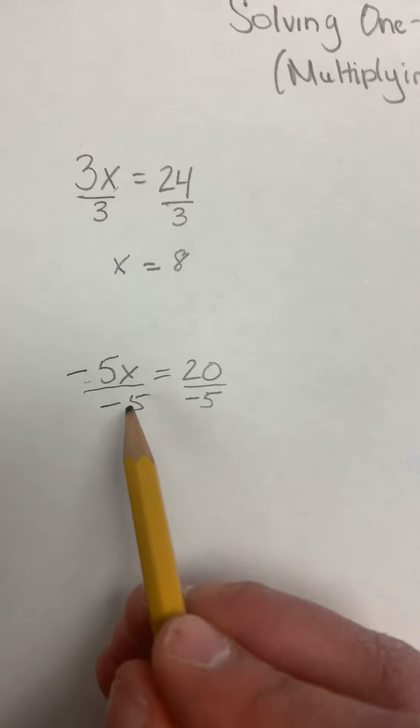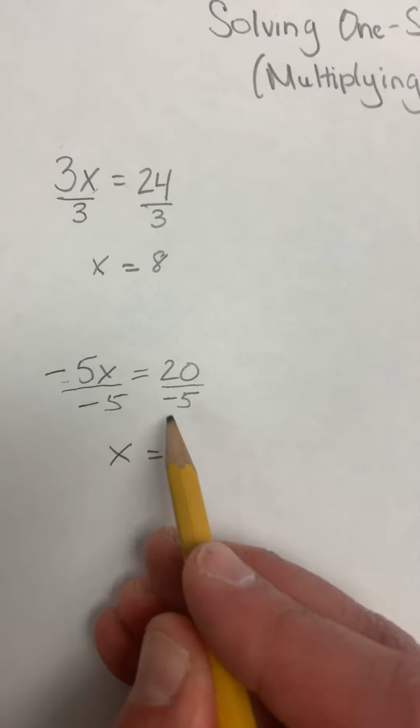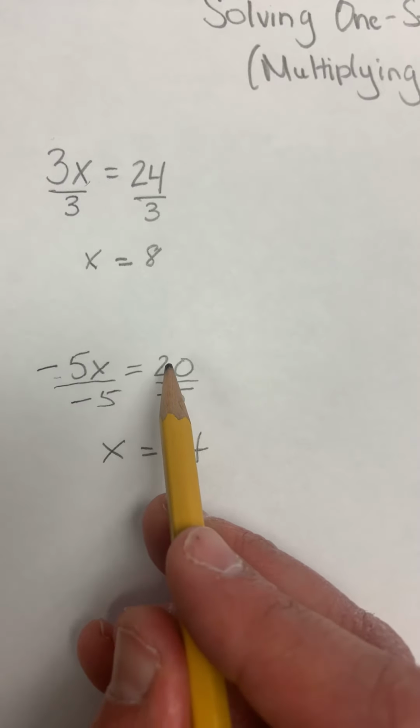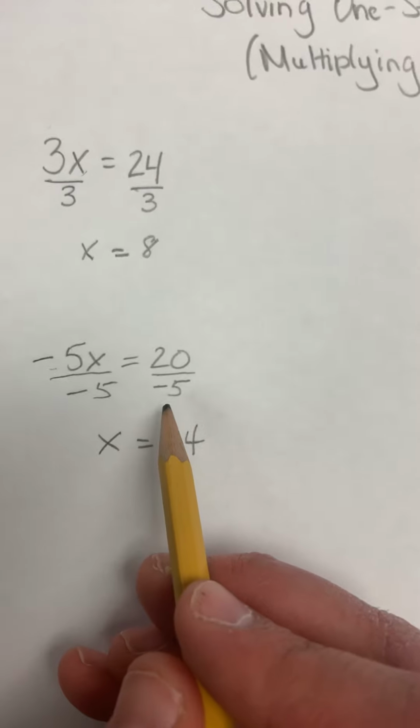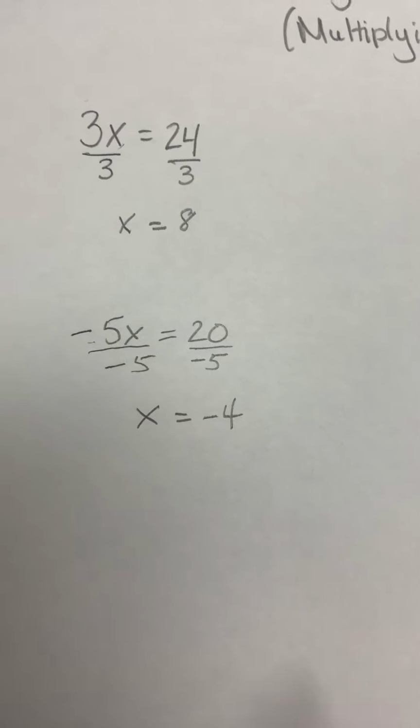So negative 5 divided by negative 5 is 1. 1x is the same as x. And 20 divided by negative 5 is negative 4. Remember that a positive divided by a negative or a negative divided by a positive, if you have one of each sign, the answer is negative. So my answer is negative 4.